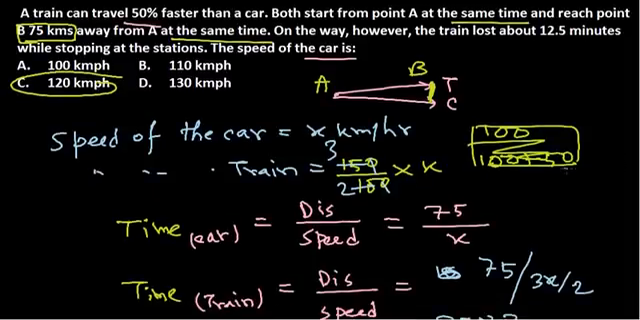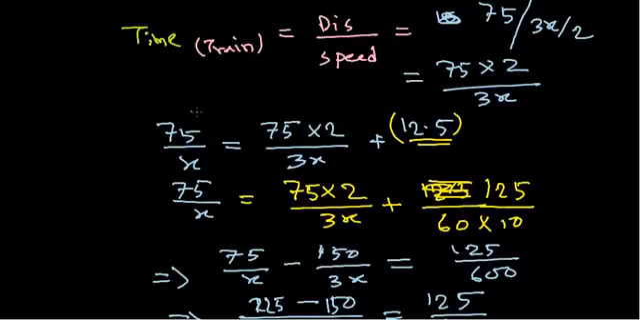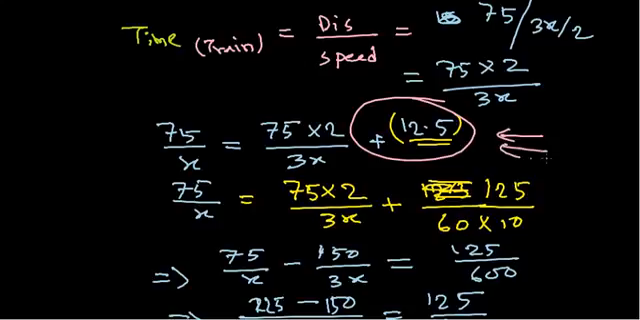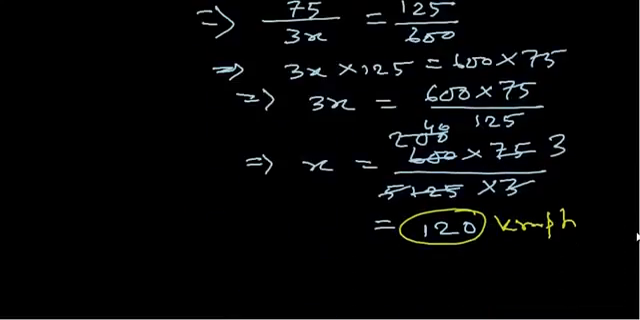So the take home message here is that it's very easy, but you need to read it very carefully. It says both of them start their journey from point A and reach point B at the same time. That's the critical point, because then you can put the time taken by the car equal to the time taken by the train. But remember, the train lost 12.5 minutes. That's why we need to add this time here, and that's the most crucial part of this problem. If you don't add this lost time to the time taken by the train, the answer will be wrong. If you add it and simply solve this equation, you can get the answer pretty easily.